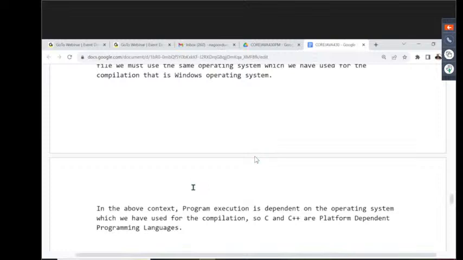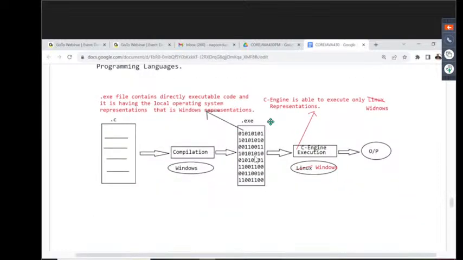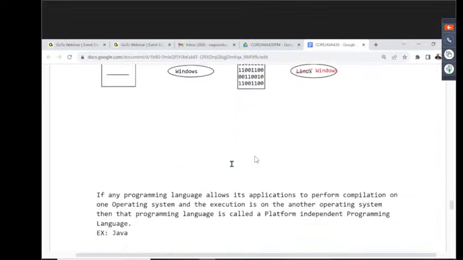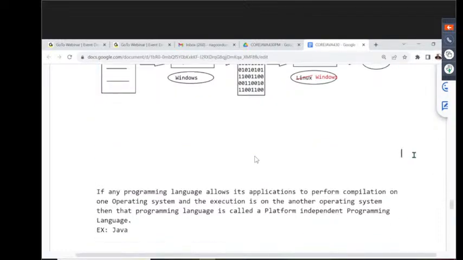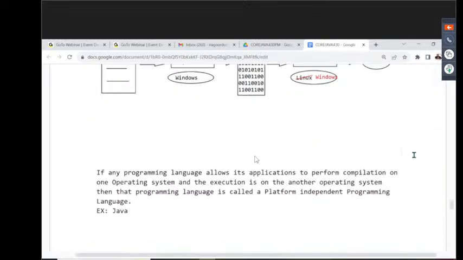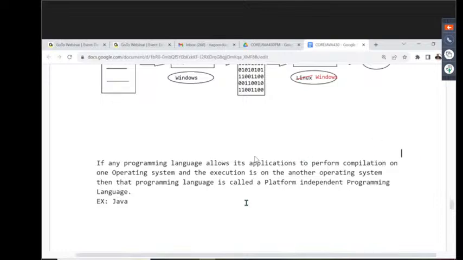Fine. All right, sir. What is our next point here? Even the diagrammatic view is given there. What about our next content here? The next point is this one: platform independent programming language. And how Java is a platform independent programming language, that we have to understand clearly.